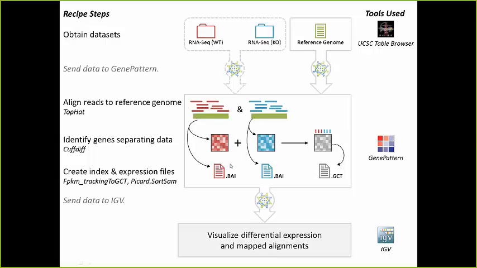We'll send it to GenePattern. And in GenePattern, we'll align the raw reads of each of the 2 phenotypes against the reference genome, and we'll determine which genes are differentially expressed within each phenotype, and then we'll compare the 2 to find which genes can distinguish between those 2 phenotypes. At the same time, we'll also use other GenePattern modules to create an index file for our RNA-Seq reads. And we'll create a GCT file, and I'll explain what this is in a little bit, so that we can visualize all of our results finally in IGV.